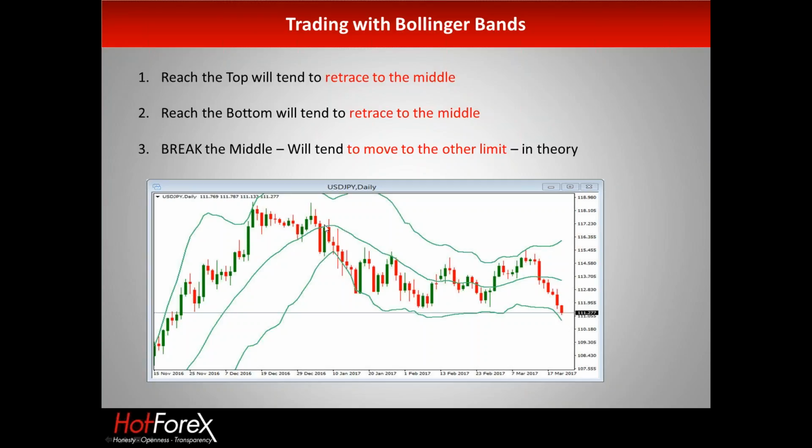And then if the middle breaks, it's the 20 period moving average here, if the middle breaks significantly, it will tend to move to the other limit. And again, that's the theory of it. So here we've hit but we didn't break it significantly. We broke it significantly here. Now we came back and then ended up the other side of the Bollinger Band.